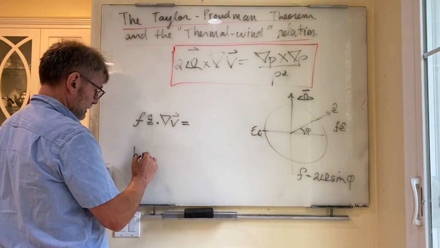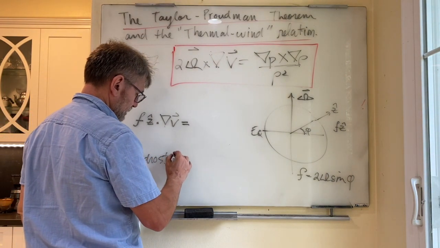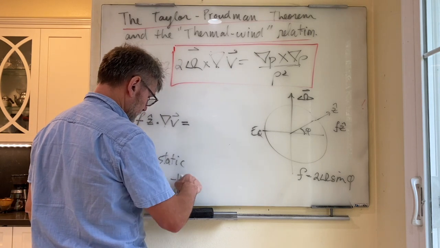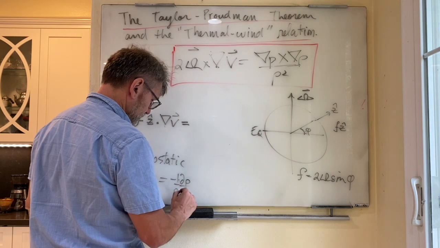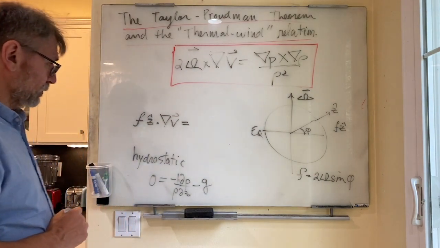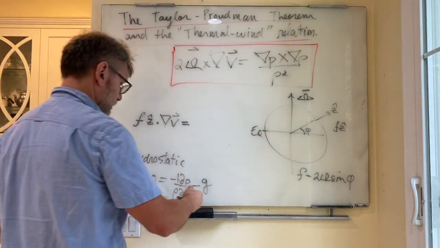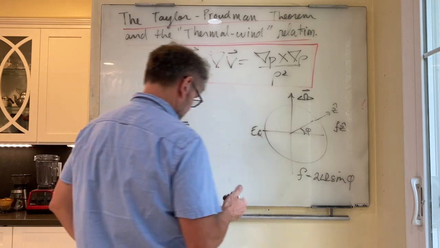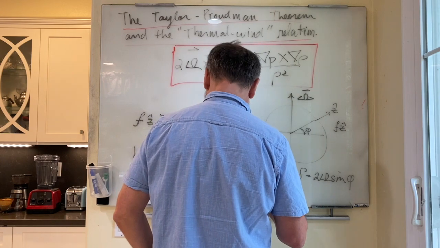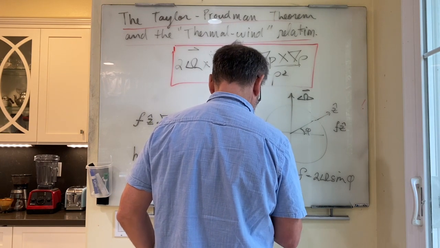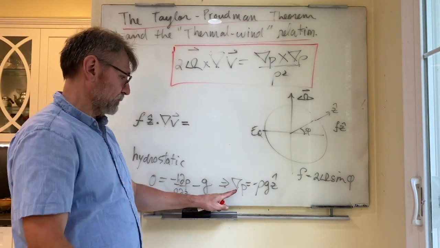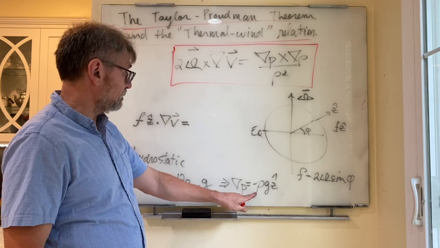So hydrostatic is 0 equals minus 1 over rho dp/dz minus g, right? And so that means that grad P is just equal to minus rho g z hat. Pressure increases as we go down, so this expression tells me grad P is minus rho g z hat.